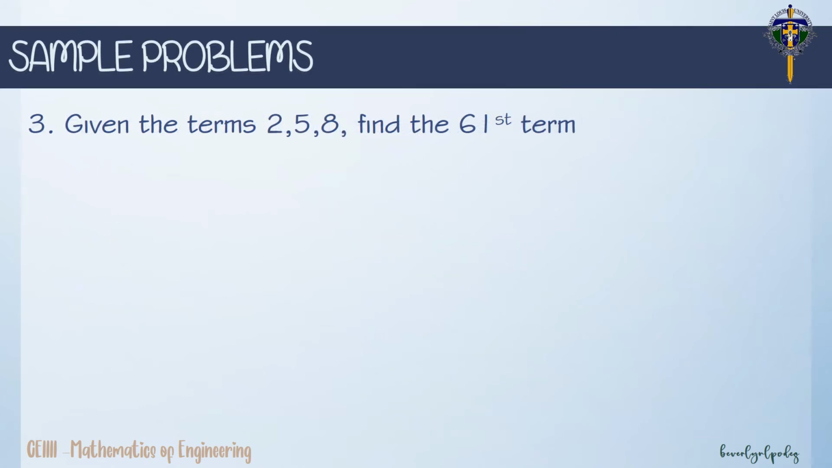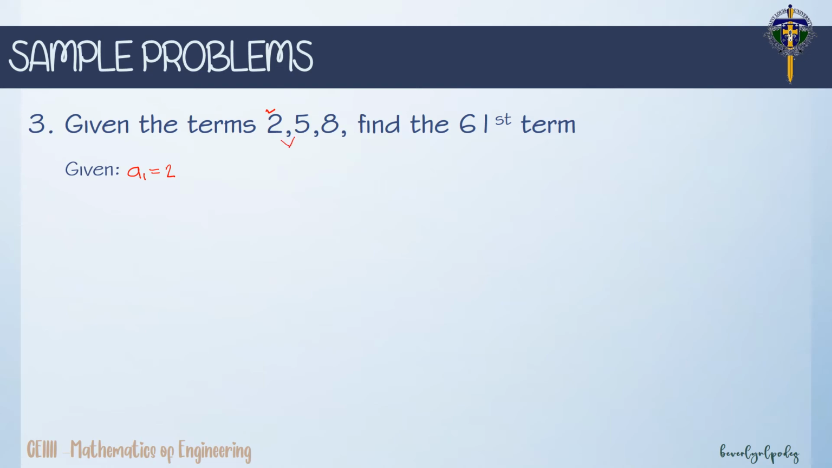Next problem. Given the terms 2, 5, and 8, find the 61st term. So given, it's very important that we identify the given. So a1 is equal to 2. And then what are the other givens that we can identify? We can identify the difference, right?